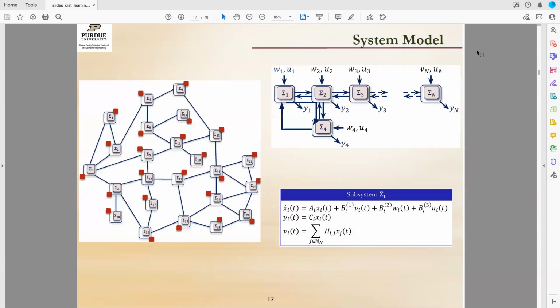Okay, so I'll be talking about linear models. Nothing that I will say cannot be done for nonlinear. It's just easier to talk in terms of linear because we get nicer, more crisp conditions.